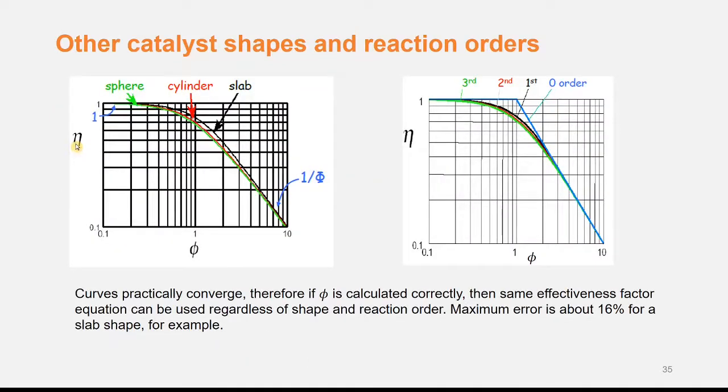The relationship between the effectiveness factor eta and the Thiele modulus phi can also be plotted for different shapes and reaction orders. On the left, you can see that the curves are very similar for different pellet shapes. So we can use the same formula for any shape with only a modest error of at most 16%. The same is true for different reaction orders, as shown in the graph on the right.